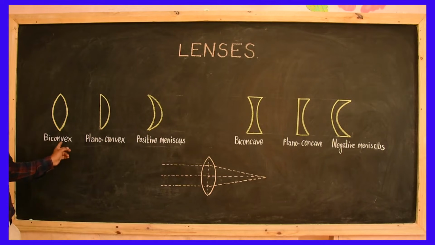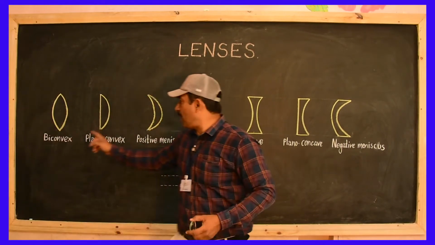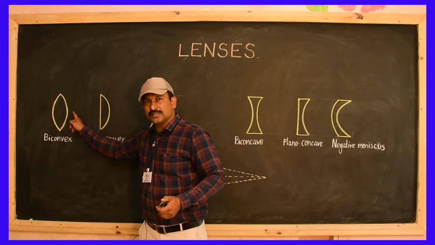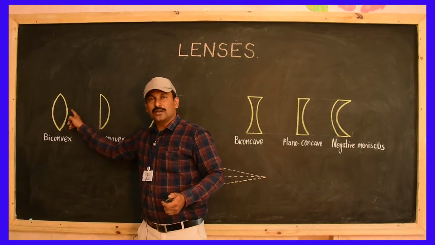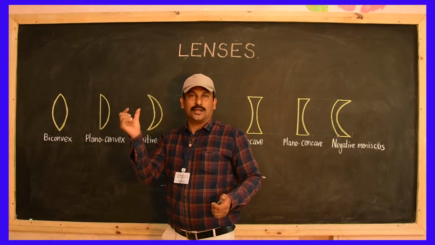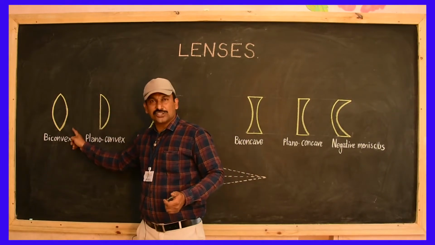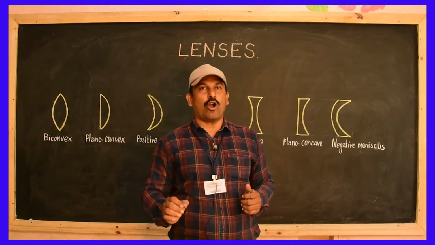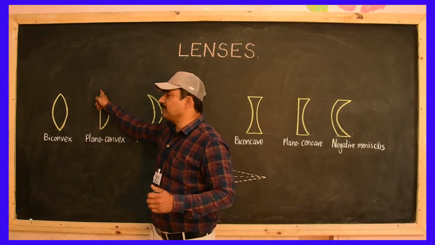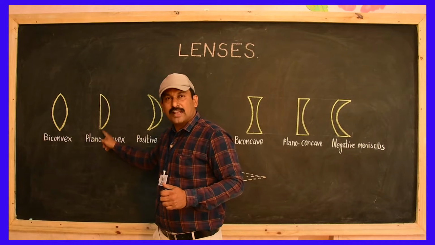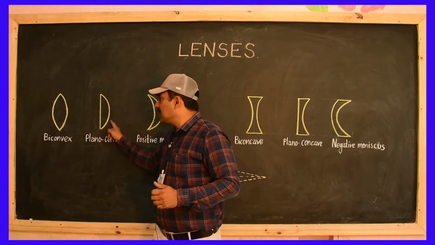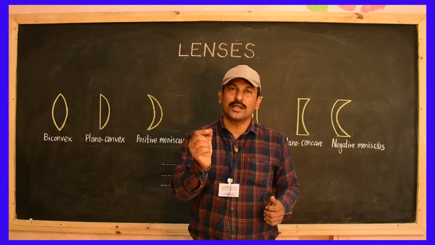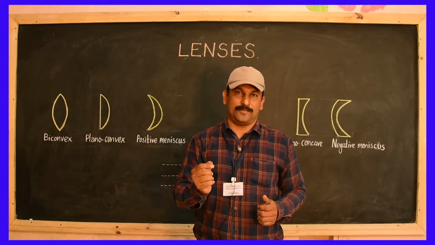The first one is known as biconvex lens. Now in biconvex lens, the middle portion is bulged compared to its edges. Then we have plano-convex. In plano-convex, one side of the lens is plane, whereas the other is convex. Here again we see the middle portion is bulged out and the edges are tapering.